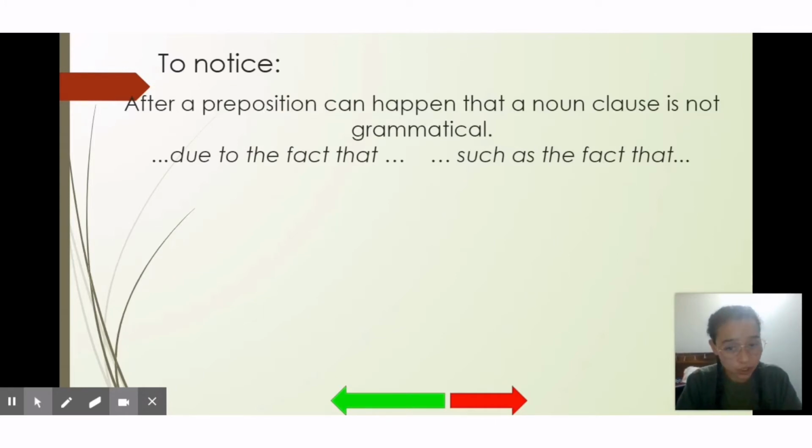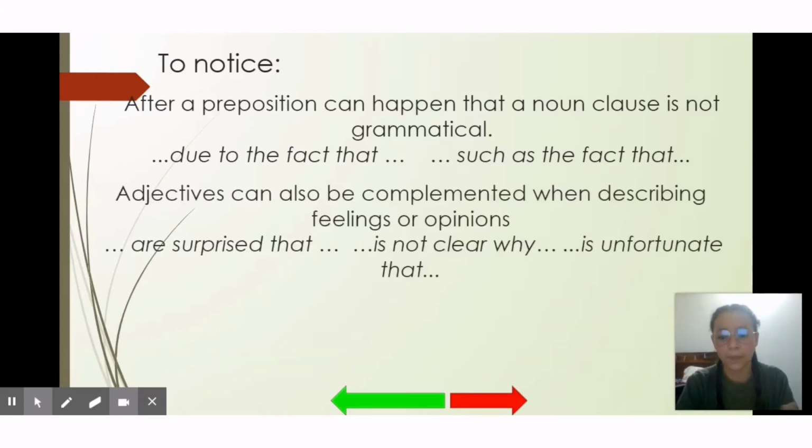After a preposition it can happen that a noun clause is not grammatical. So it can happen that when you use "due to the fact that" or "such as the fact that" with the two clauses, it may not sound right. It means the sentence is not grammatically correct. So you need to pay attention for when these cases occur so you can correct them.